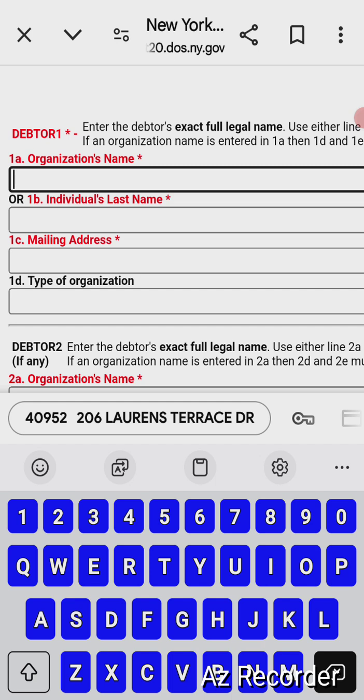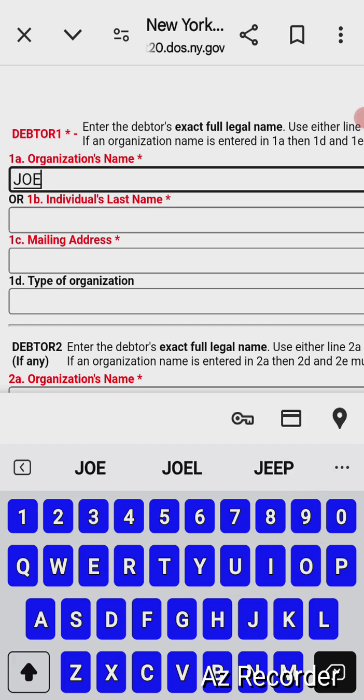Now you're going to do the all caps situation, even though they're going to all caps everything in here anyway. So Mr. Joe Spliffingate. And some of these gurus are telling people to put your name and then put trust after it. No, you do not do that. That's not what you do. You put the name the same way that it's on your state ID. They already know it's a trust. Those who do know, know. Those who don't know, they don't need to know.